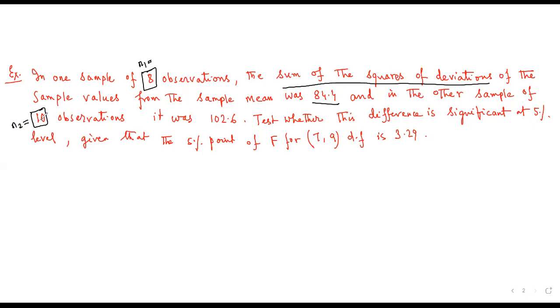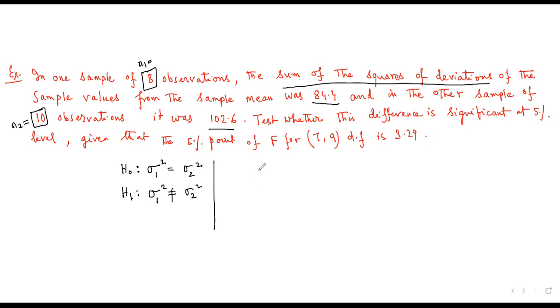It is up to your choice. And for the other sample, the sum of the squares of deviations is given to be 102.6. So first of all, you have to design your null hypothesis. So your null hypothesis is fixed. We are actually testing the equality of the two population variances from which the samples of different sizes have been drawn, against the alternative hypothesis that the population variances are not the same.